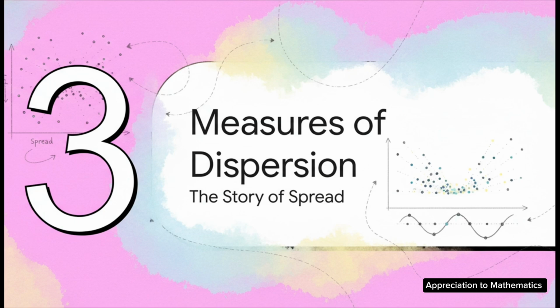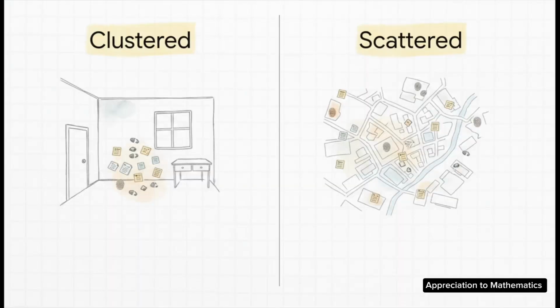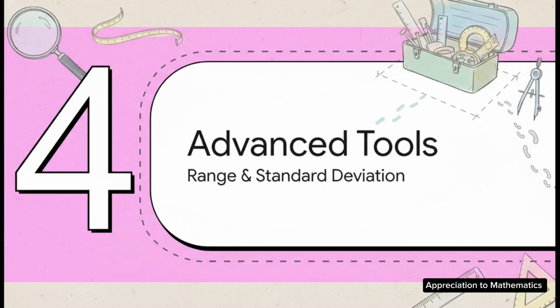This doesn't just tell us where the center is. It tells us how all the other clues are scattered around it. This gives us context. Think about it. Were all the clues found neatly packed in one room, or were they spread out all over the city? Are our data points all clustered tightly together around the average, or are they kind of all over the map? Knowing this paints a much, much richer picture of what's really going on. So to measure this spread, we're going to need to pull out a couple of our more advanced tools, the range and the standard deviation. These are what will help us map out the entire scene.